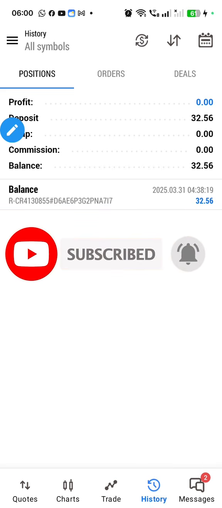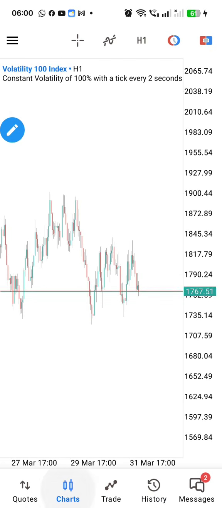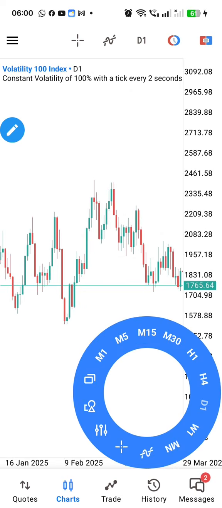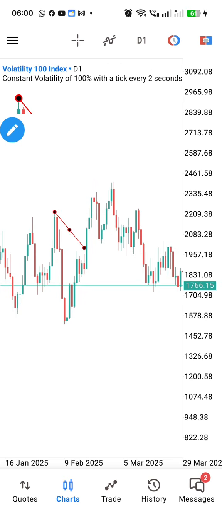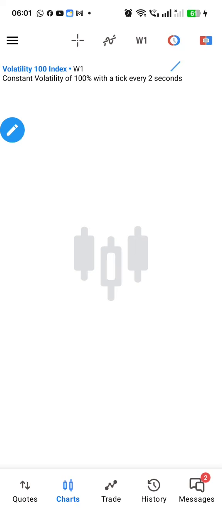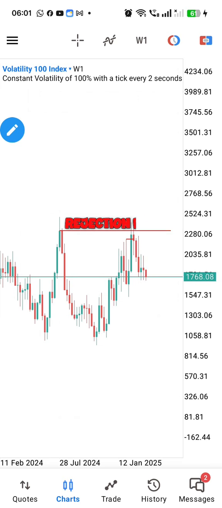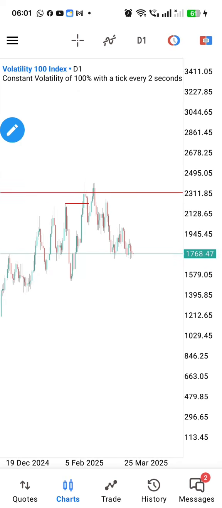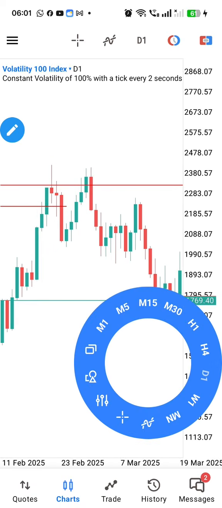So let me show you guys the balance. There is the 32 USD that was deposited, and now let's go over to the chart. So we start off on the daily chart, and I just want to show you guys the break of structure price created above there. And after it broke structure on the weekly, we can see it reacted off of the rejection block, the weekly rejection block, and that's when everything started to form structure.